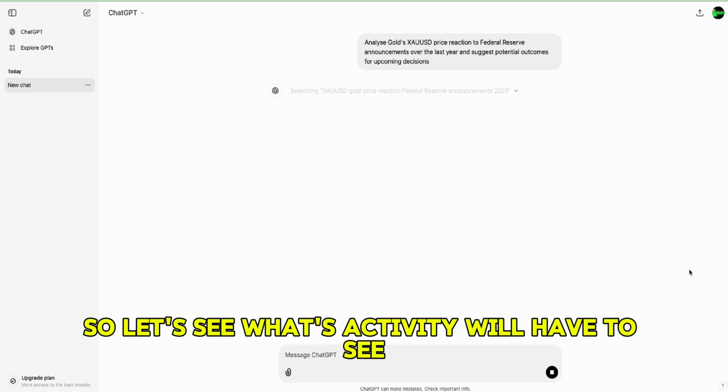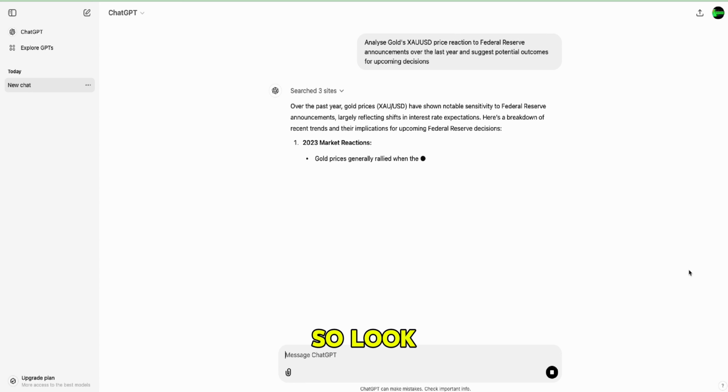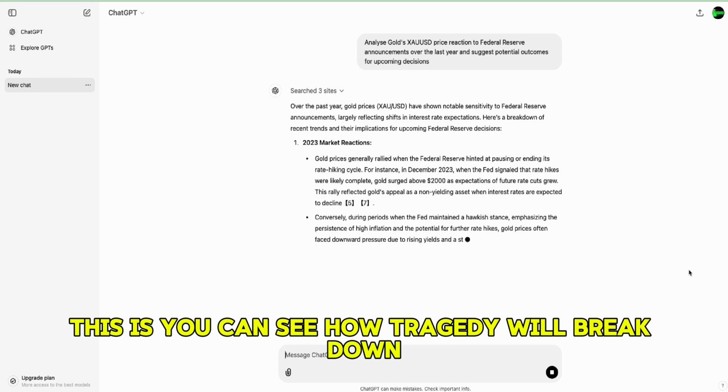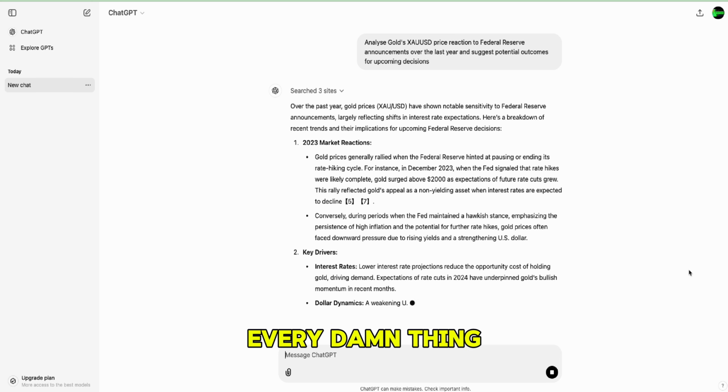So let's see what ChatGPT will have to say. So look, you can see how ChatGPT will break down every single thing.